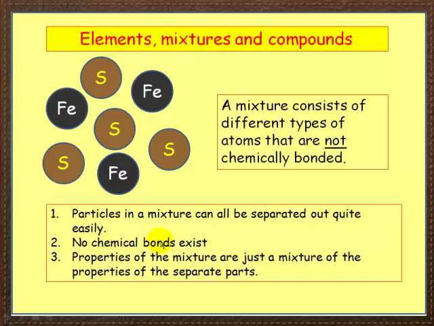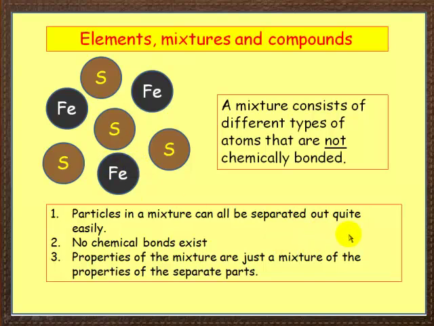No chemical bonds exist between the individual atoms. The properties of the mixture are just a mixture of the properties of the separate parts. So this mixture has got magnetic properties because of the iron, it's got other properties because of the sulfur, okay, and they are individual properties.